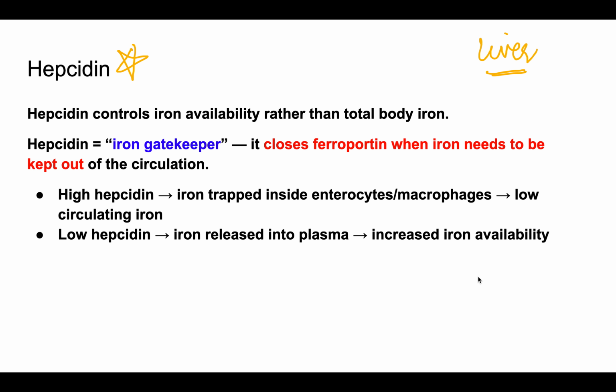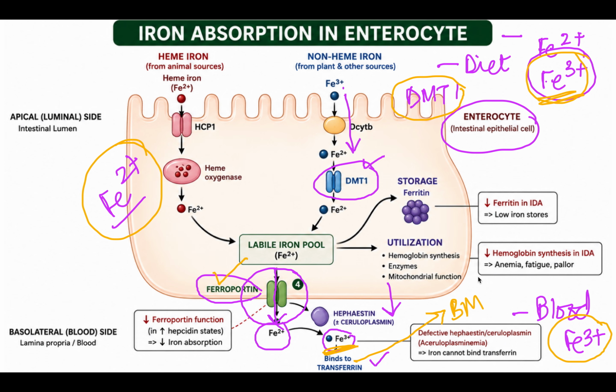Okay, this controls the iron availability. In our body iron is available. If it is available in the diet and in the enterocyte, iron is present, but to make it available, what is responsible? Hepcidin. It is also known as the iron gatekeeper. So what does it do?